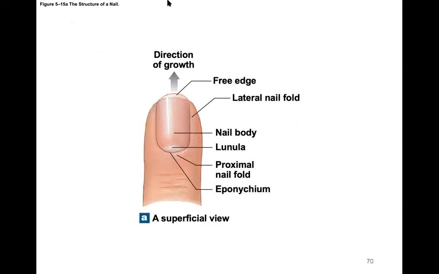All right, so here we have our nail body. Here's the lunula right here. And this is going to be the proximal nail fold and your lateral nail folds on either side.